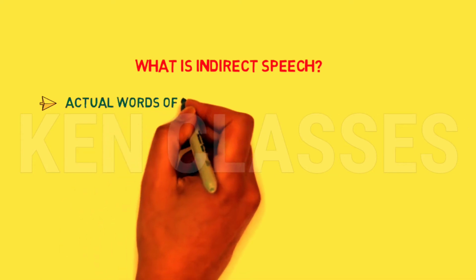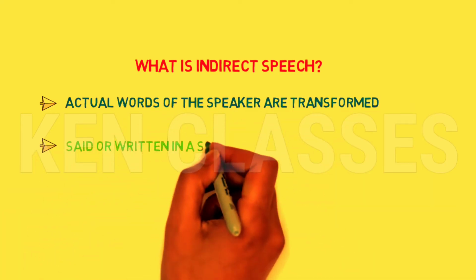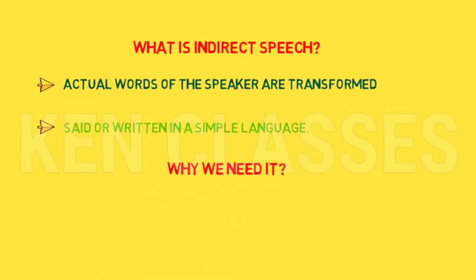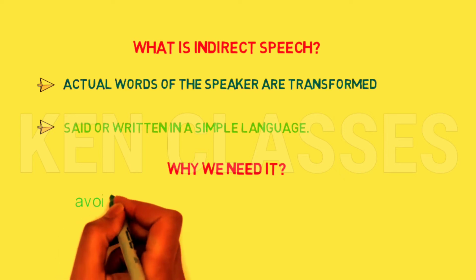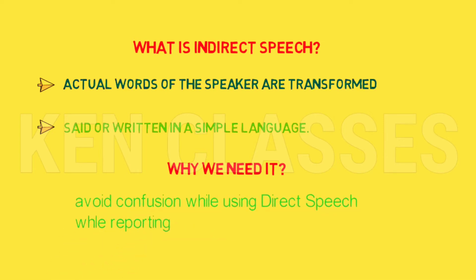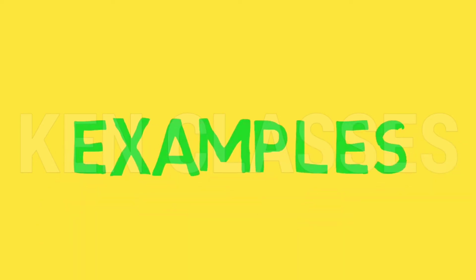Now let's understand what is indirect speech. Here the actual words of the speaker are transformed and they are said or written in simple language. Now why do we need indirect speech? The reason for the change is to avoid confusion while using direct speech in reporting. Let's take the examples that we saw in direct speech and convert them into indirect speech.